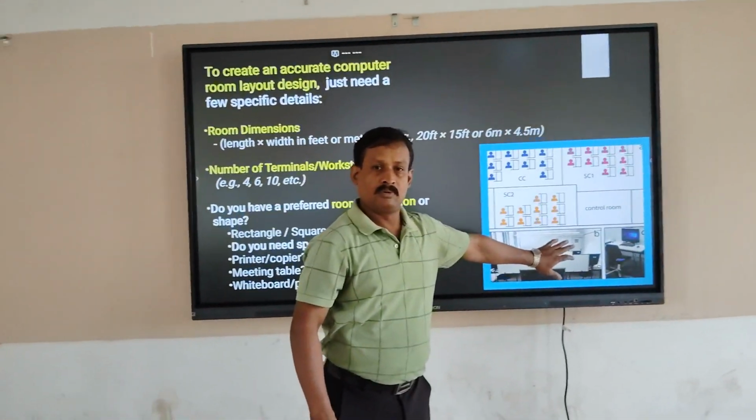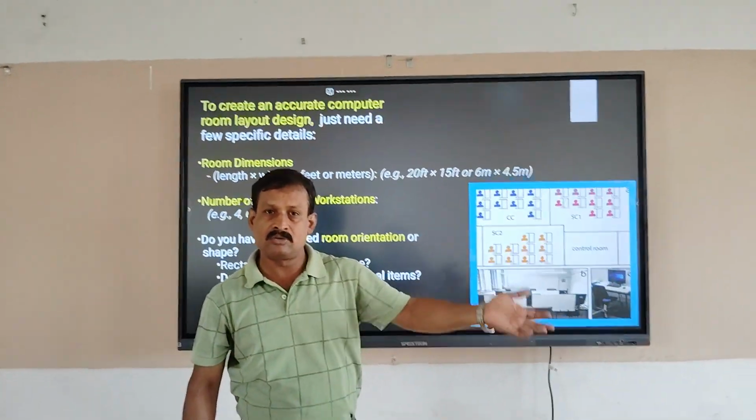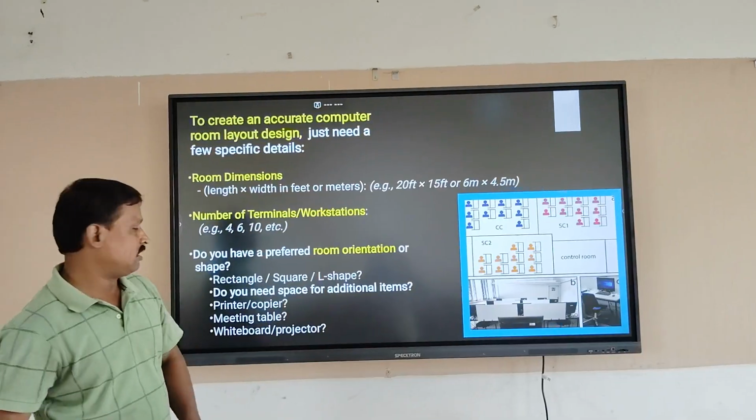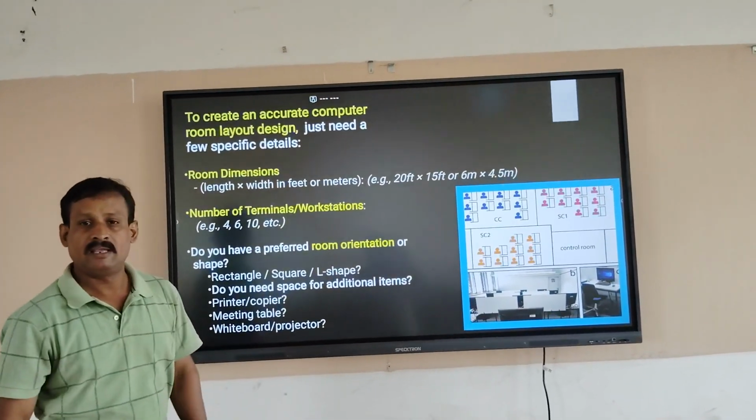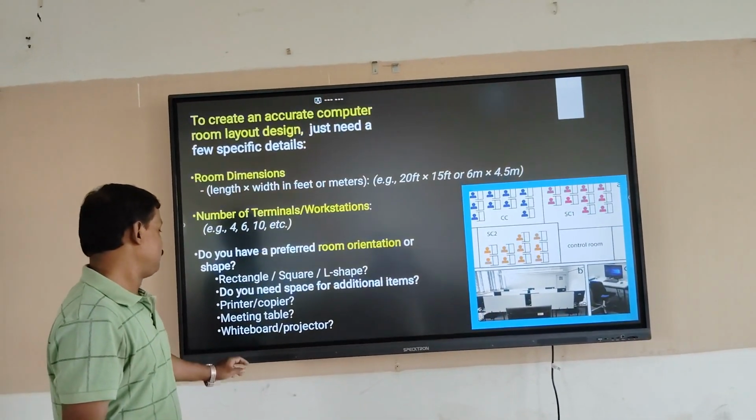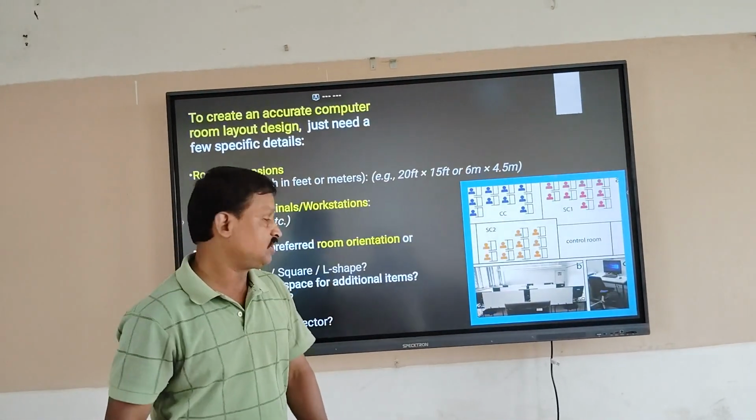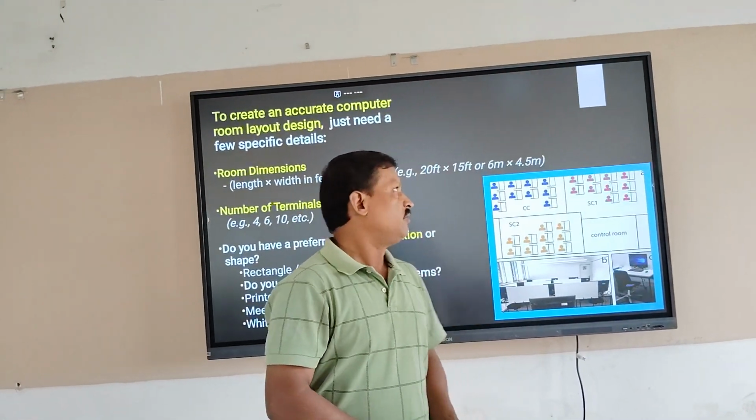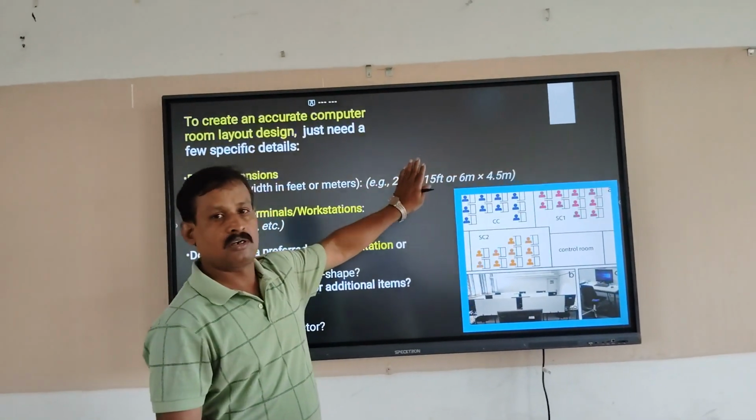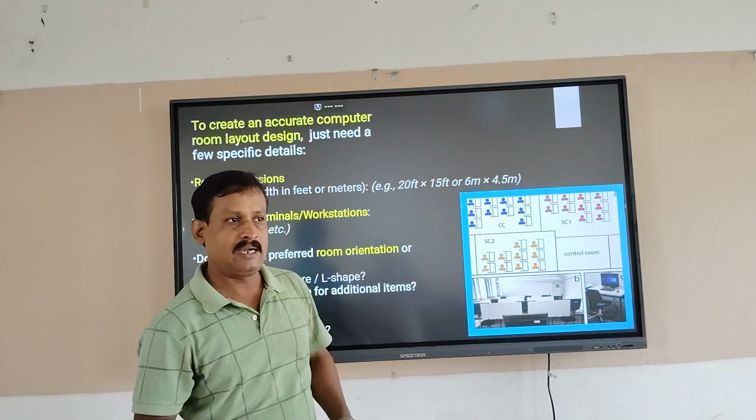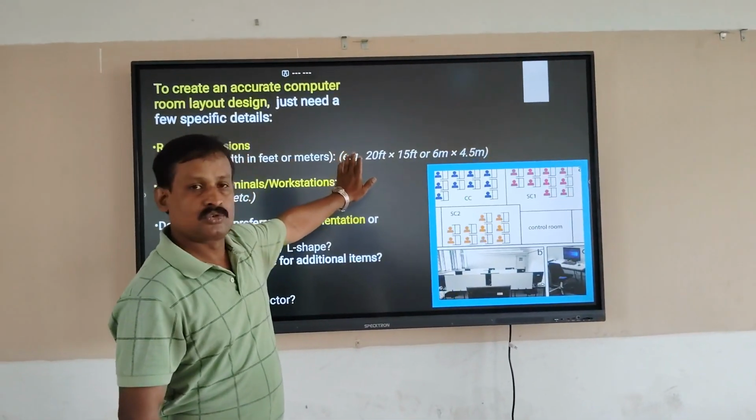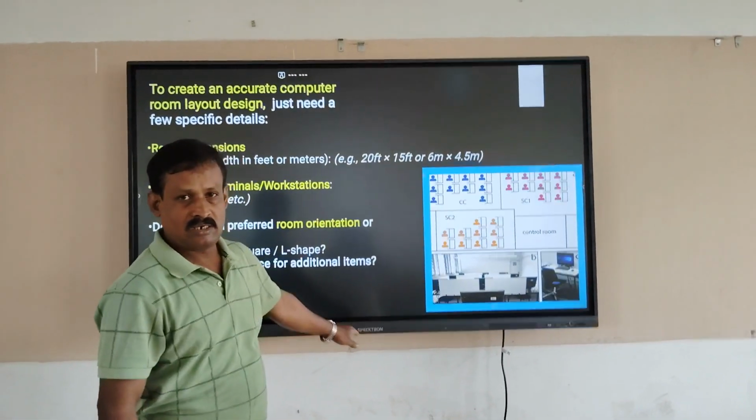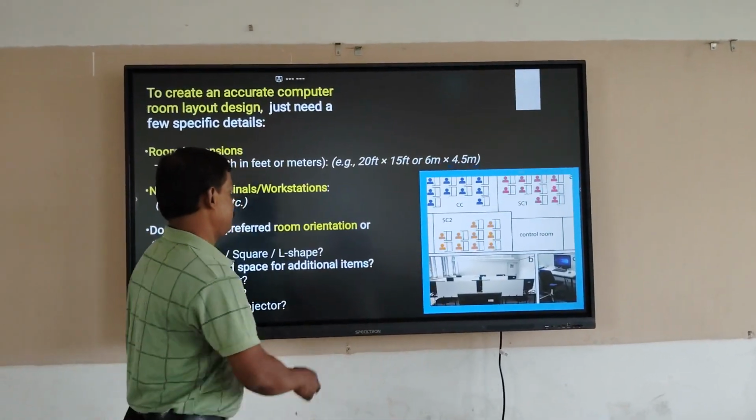Then whether we have a printer or not, whether we have a meeting hall or not. If we are going to hold a meeting with clients or within the organization's staff, then we must have a meeting hall and a meeting table. Then whiteboard and projector. A whiteboard and projector are necessary because whenever we present the project to the client, we show it in soft copy. For that purpose, we need a projector and a white screen or whiteboard.